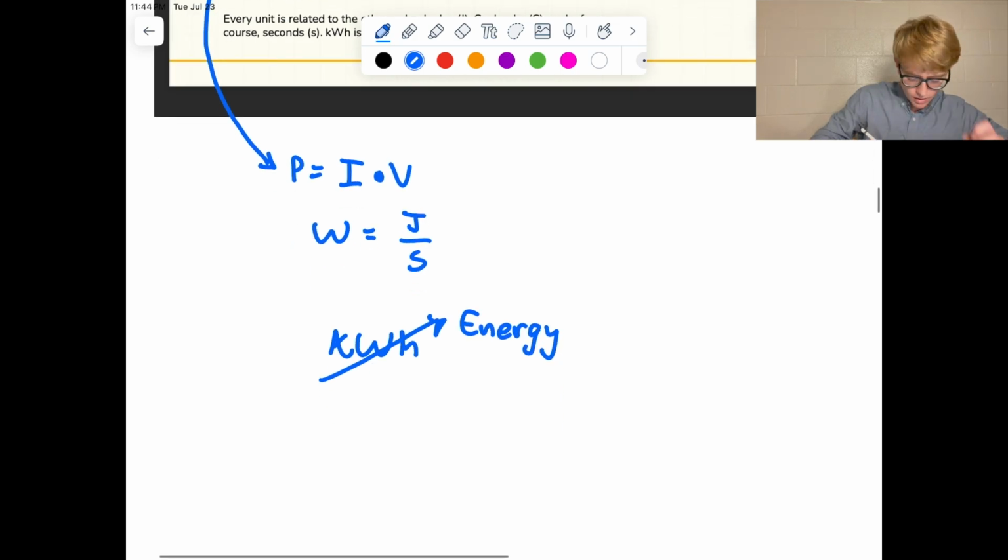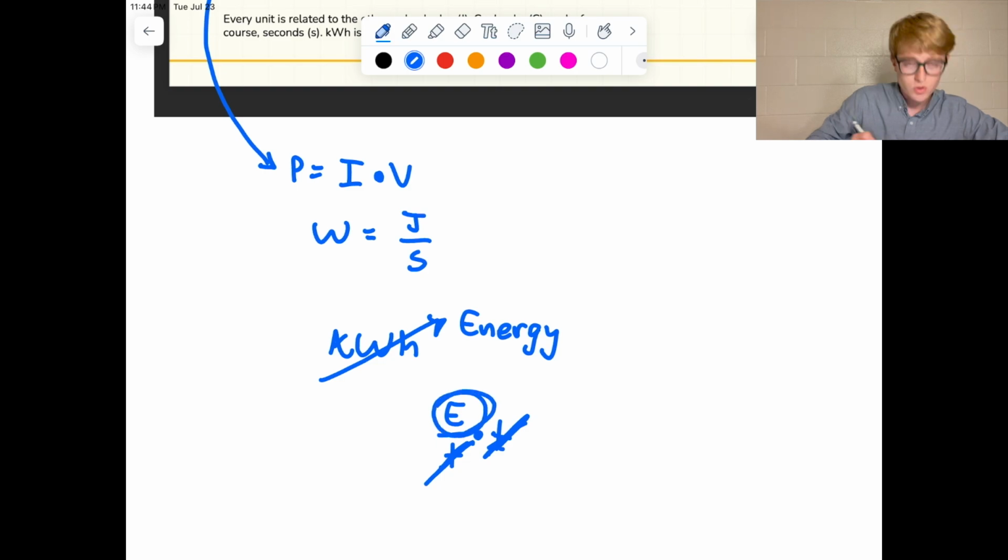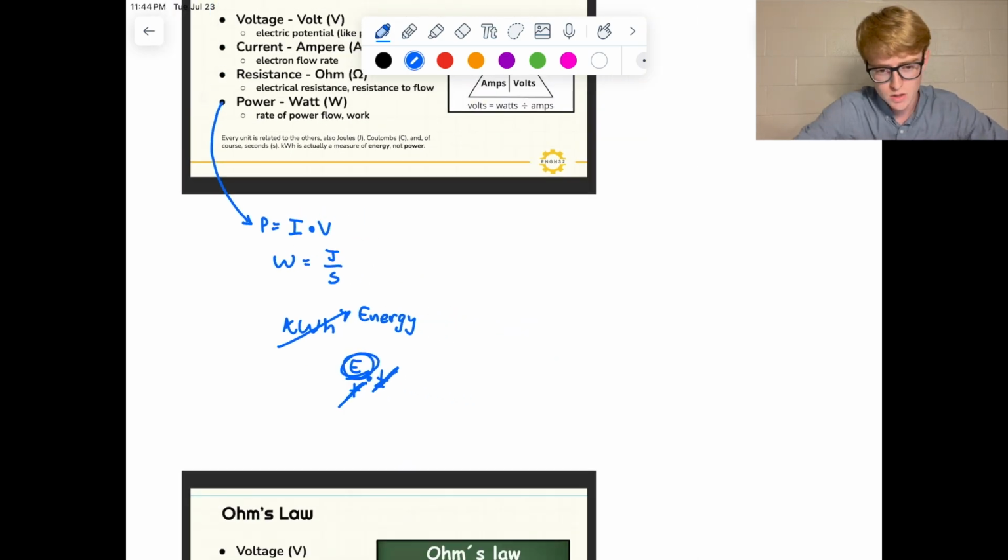And the reason for that, right? Watts is energy per time, and then we have kilowatt hours, so that's energy per time, times hour. So that's time, and the time cancels out, and we see that it's just an energy. So that's just a quick explanation there.